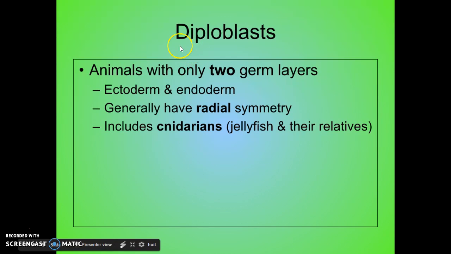You have a diploblast. Di means two. These are animals that develop from only two germ layers, ectoderm and endoderm. These are your more simple animals. Generally includes your cnidarians, which are your jellyfish and their relatives. And these are the organisms that have radial symmetry. So again, think that wheel. I would highlight the word diploblast, and I would highlight two.